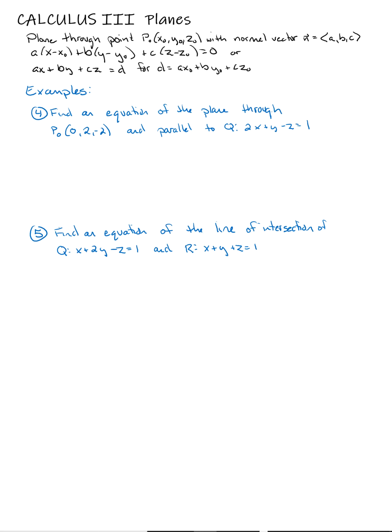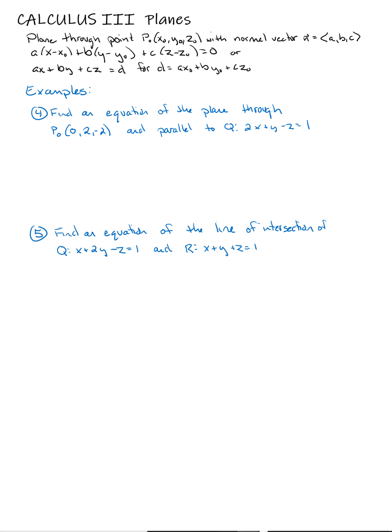Guys, this is Professor Janacek, and I want to go over some more examples where we find equations of planes. Here we have example 4. Let's find an equation of the plane through the point (0, 2, -2) and parallel to another plane. This plane is Q, which is described by 2x + y - z = 1.